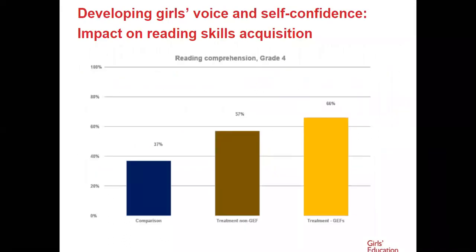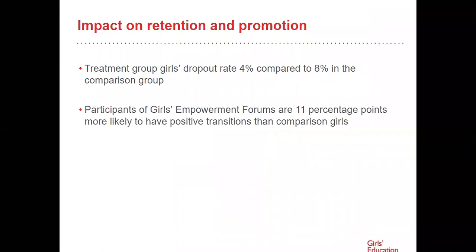When developing girls' voice and self-confidence, we are seeing a direct impact on reading skills acquisition. You can see here that the girls who are participating in girls empowerment forums are performing 29 percentage points above the comparison group in terms of reading comprehension scores. Next slide, please. And the dropout has halved in comparison with the comparison group.